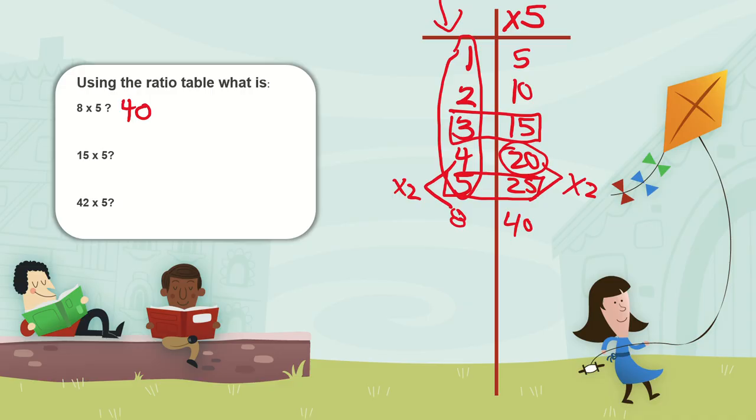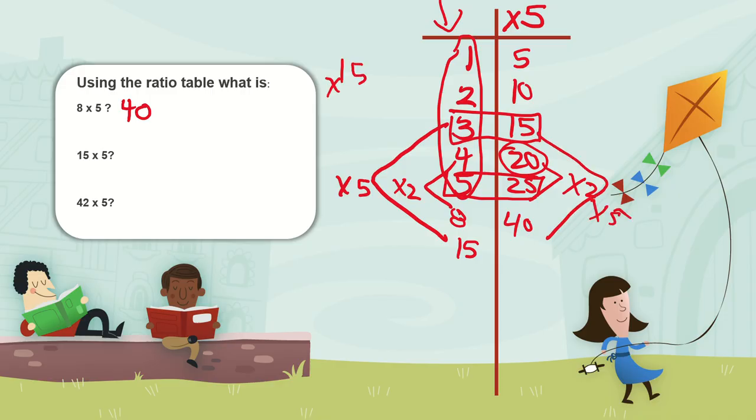So in this case, let's go ahead and just use my 3. So 3 times 5, that gives me 15. And whatever I do on my left-hand side, I also do on my right-hand side. So in this case, I would go 15 times 5, and that gives me 75.